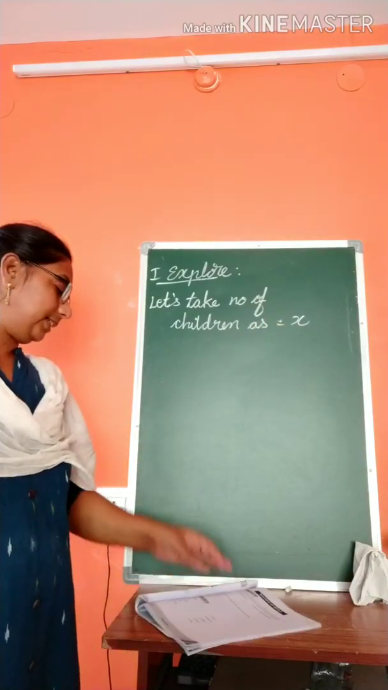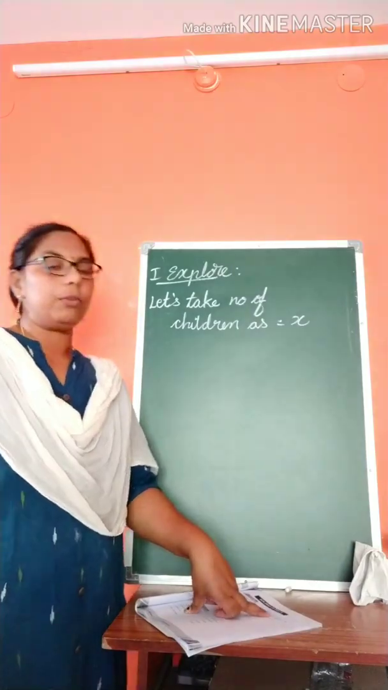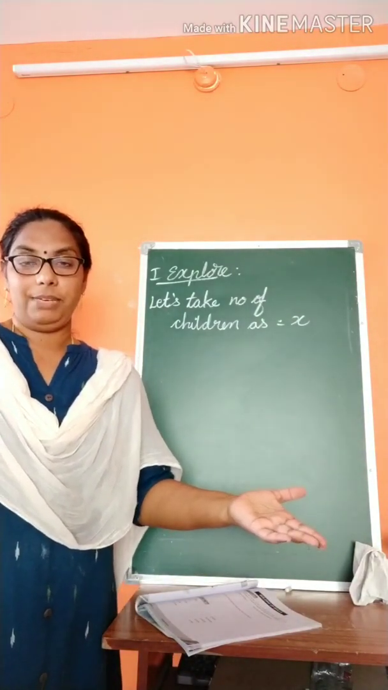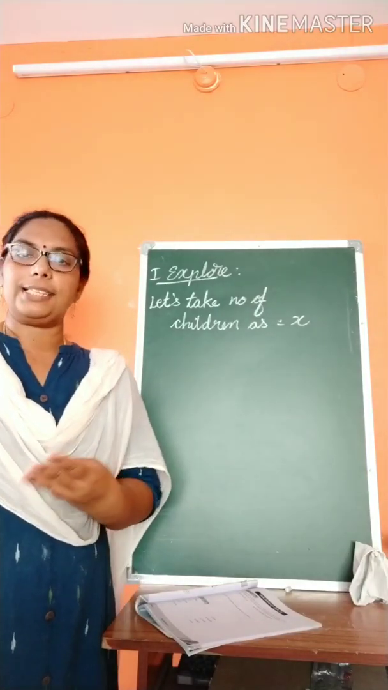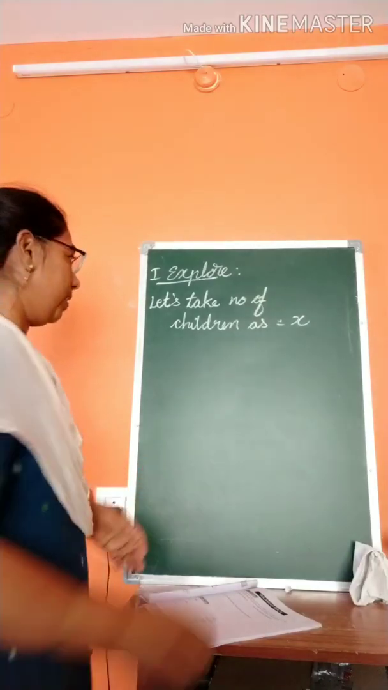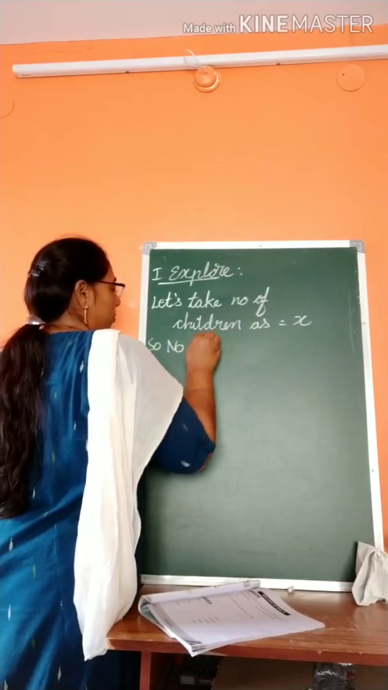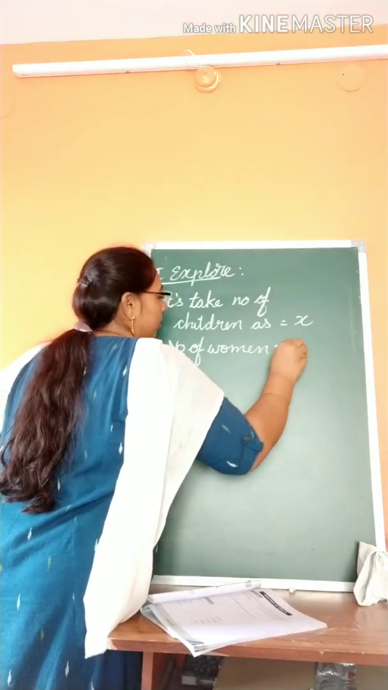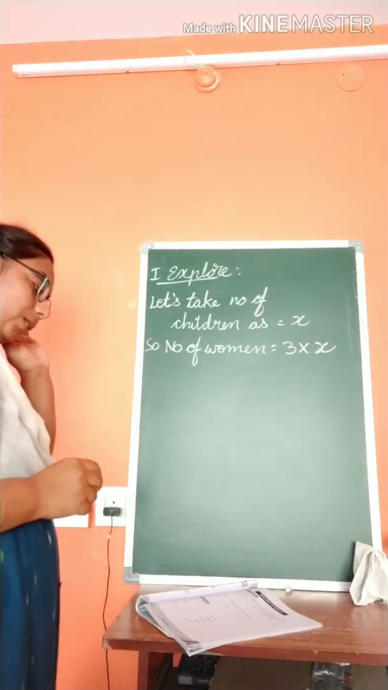And now read the statement, see children. Here, the number of women is 3 times the number of children. 3 times means x plus x plus x, means 3x. Okay, 3 times we are adding x, so it will be 3 into x. We can write it as 3x. So number of women is equal to 3 into x. Next. And here what they gave?